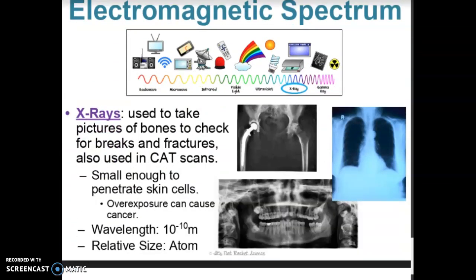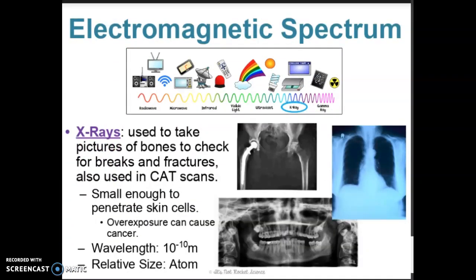On the next one, it is an X-ray. So X-rays are able to penetrate or go through soft tissue, and so we're able to take pictures of our bones because of that. So they're used in CAT scans and X-rays to be able to see fractures or bones, and they are small enough that they can penetrate these skin cells. But overexposure can cause cancer, just like with ultraviolet light.